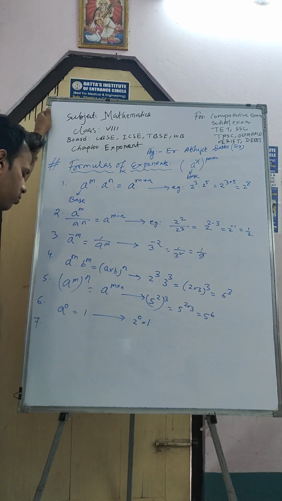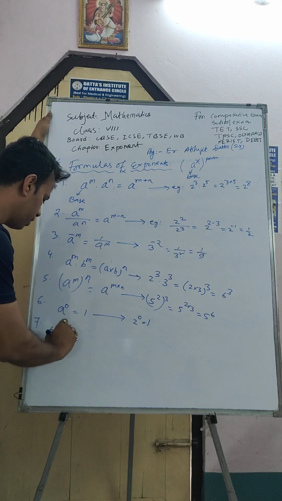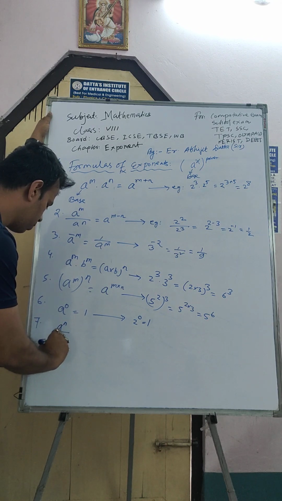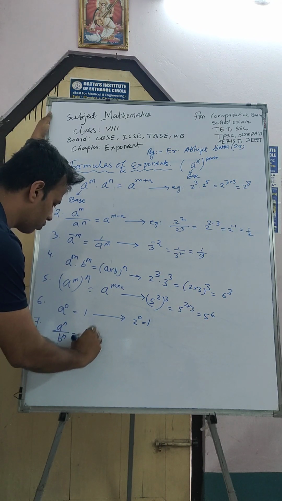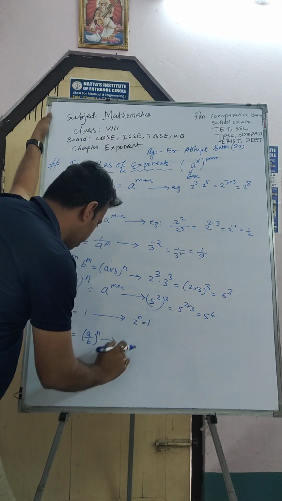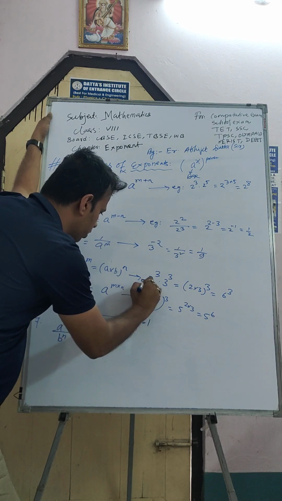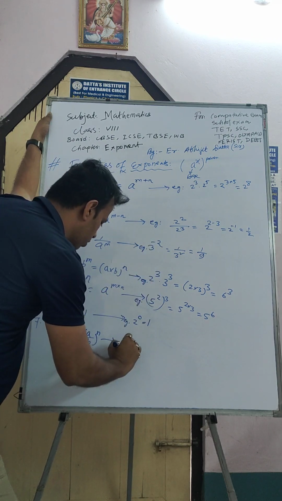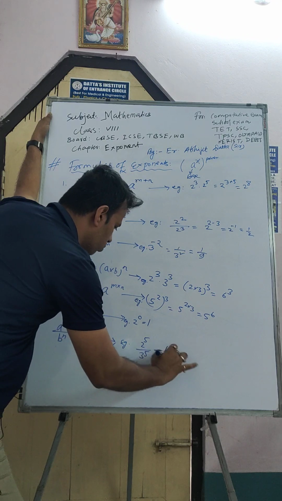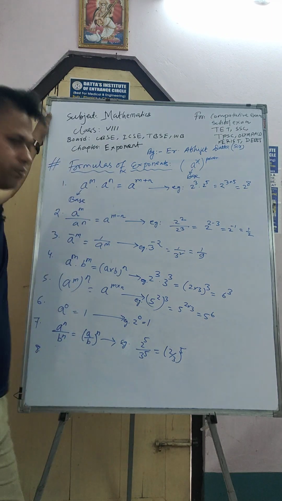And the seventh formula: a to the power n by b to the power n becomes a by b whole to the power n. If I take one example, 2 to the power 5 by 3 to the power 5, it will become 2 by 3 whole to the power 5.